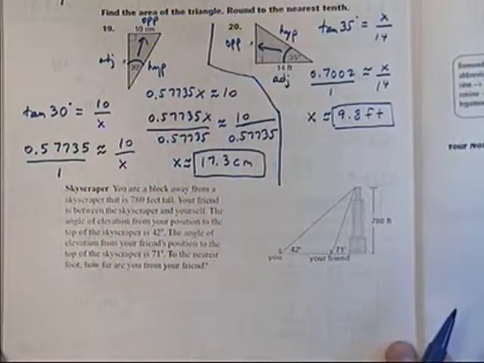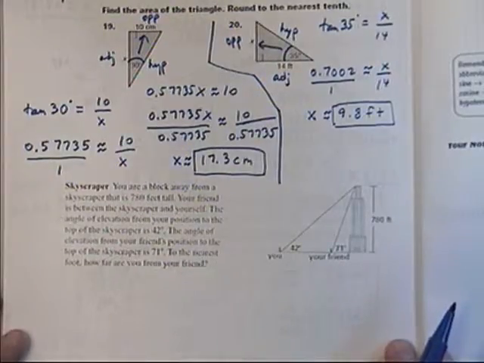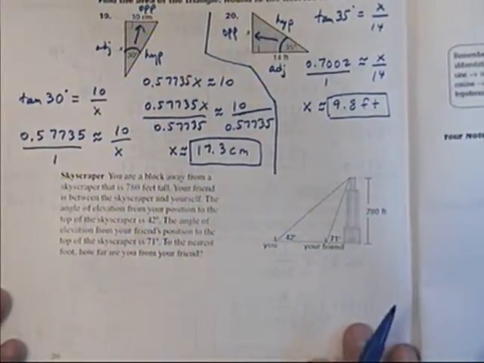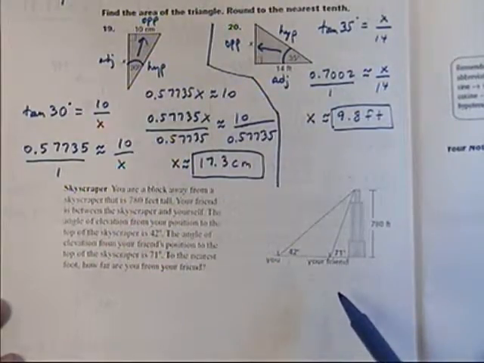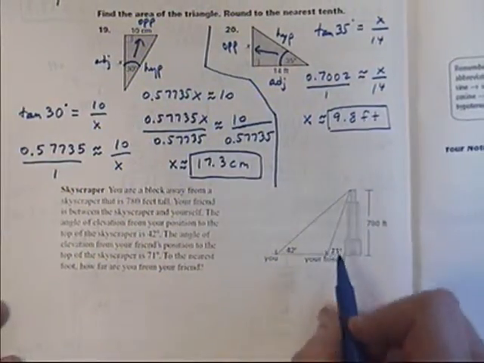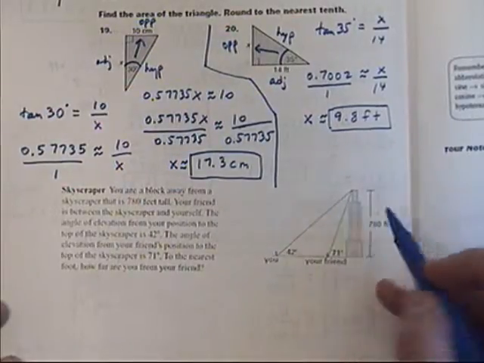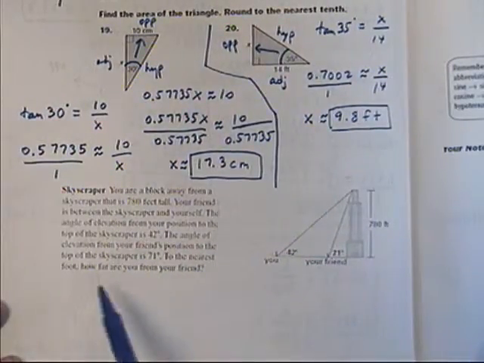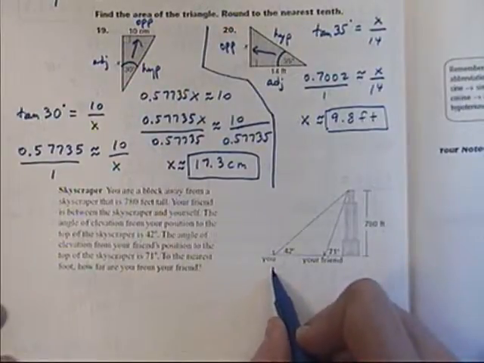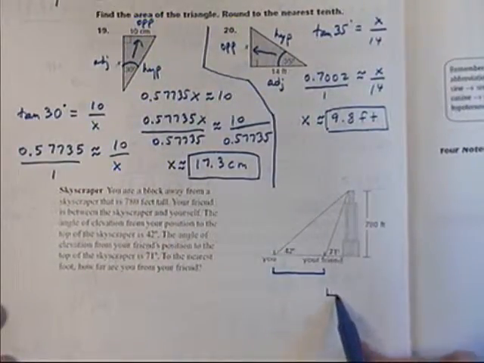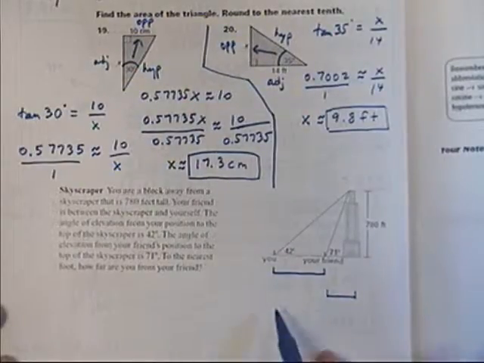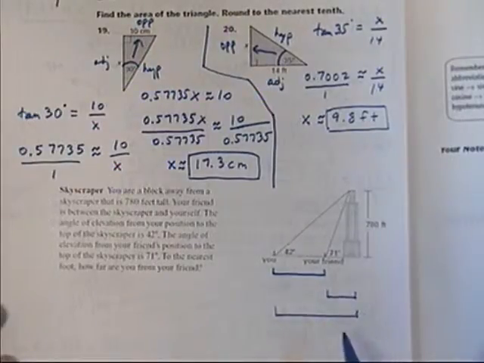And then the last example is a skyscraper. This one's a little bit trickier. You're going to have to do it in 2 separate pieces. So first you would find, what's the question? How far are you from your friend? So basically you want to find this distance. First you would find how far you are away from the building, which is this. And then you'd find how far your friend is away from the building, which is that far.